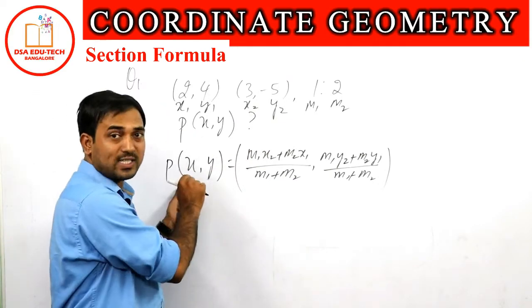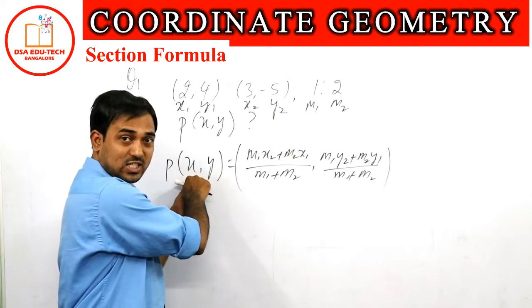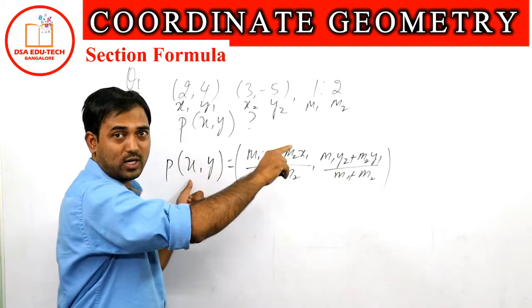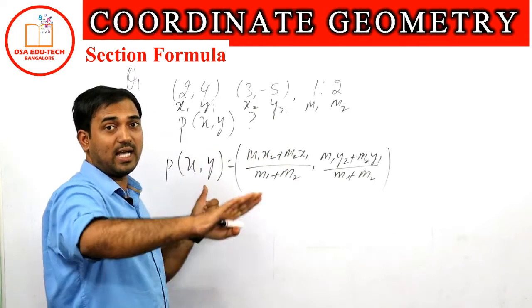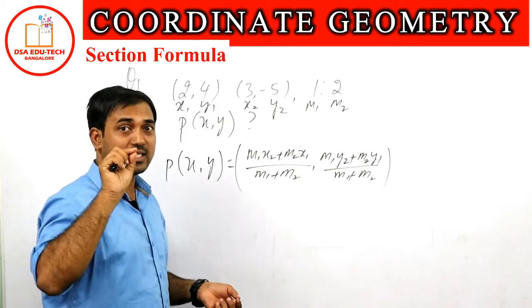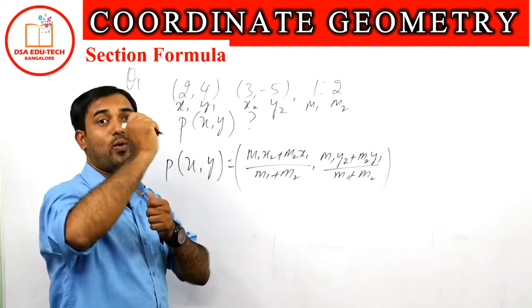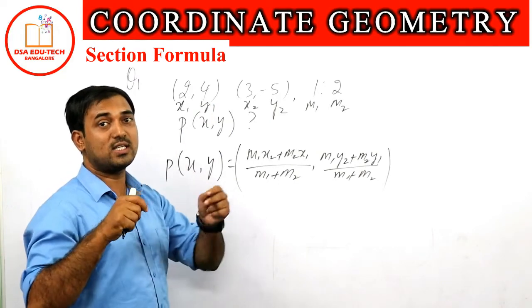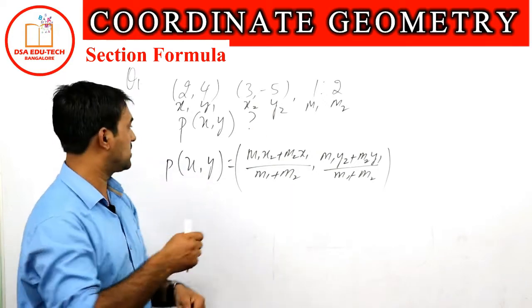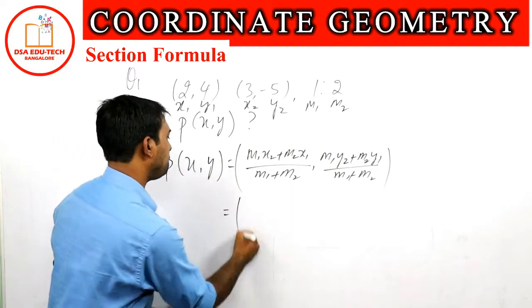P means point, x is the x coordinate, y is the y coordinate. As I said in the previous video, the x coordinate is the distance from the y axis and the y coordinate is the distance from the x axis. So let me find the coordinate.